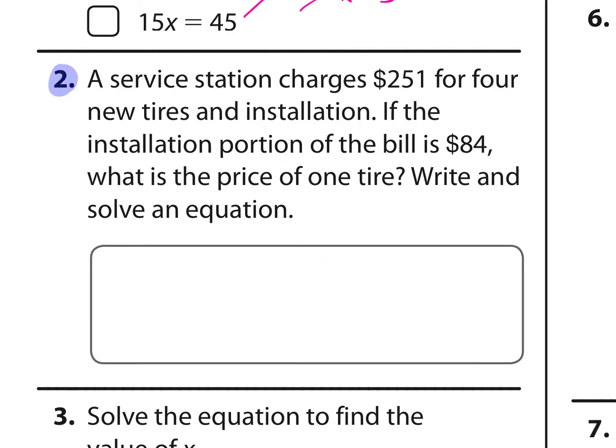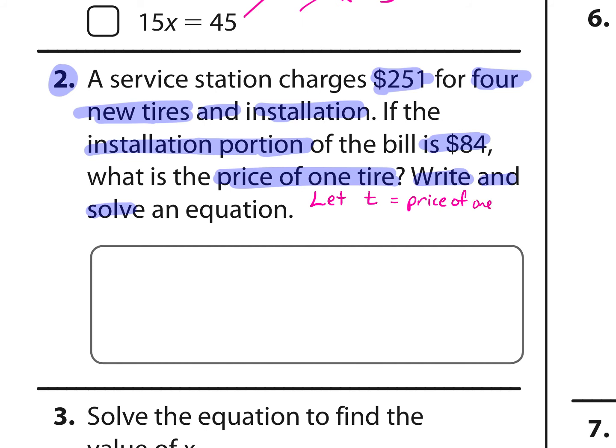Problem 2. A service station charges $251 for 4 new tires and installation. If the installation portion of the bill is $84, what's the price of 1 tire? We're going to write and solve an equation. So let's just choose a variable to represent the cost of one tire. I'm going to let T equal the price of one tire.